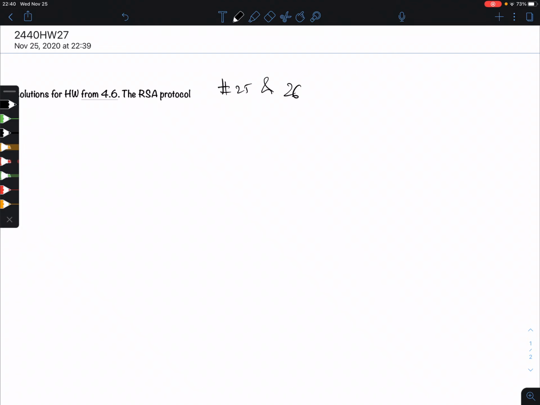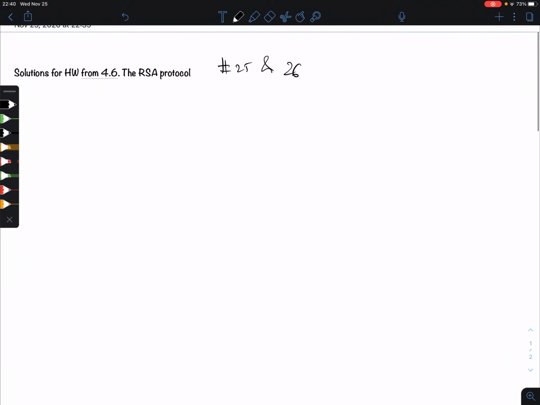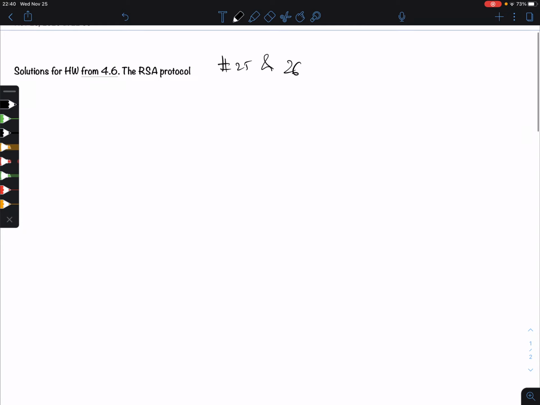Hello everyone. So the homework on the RSA protocol, problems 25 and 26, are basically the same question. One is encrypting, one is decrypting.